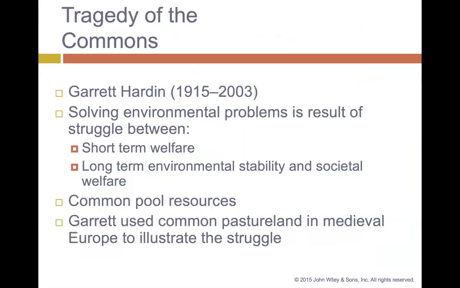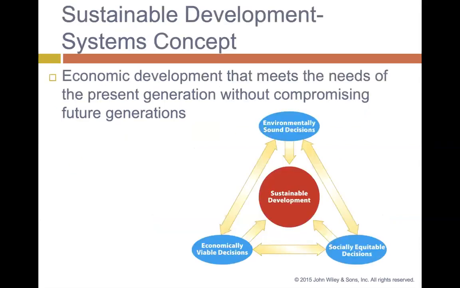The tragedy of the commons was this idea born from Garrett Hardin, where he tried to solve environmental problems and showed that it was a result between short-term welfare and long-term environmental stability, where we have a common pool of resources, and Garrett used common pasture land in medieval Europe to illustrate this struggle.